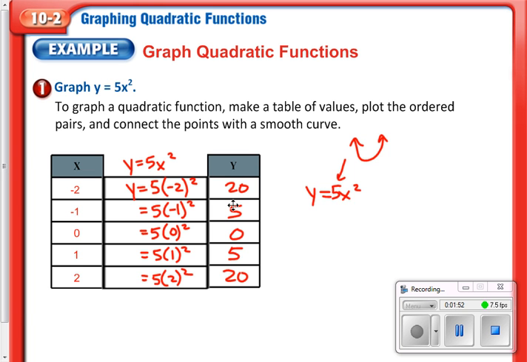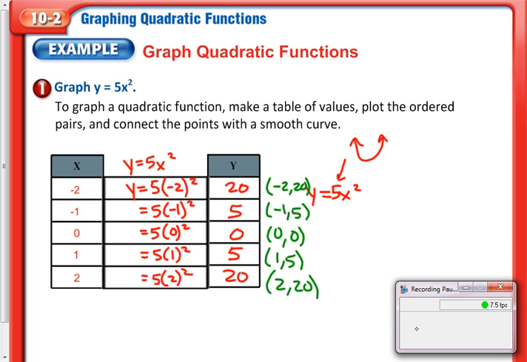The next step, I would like you to list these off as ordered pairs, because each will be a plot on the graph. I like to list these off so they're easy to take and plot. So there are my 5 plots for the graph.